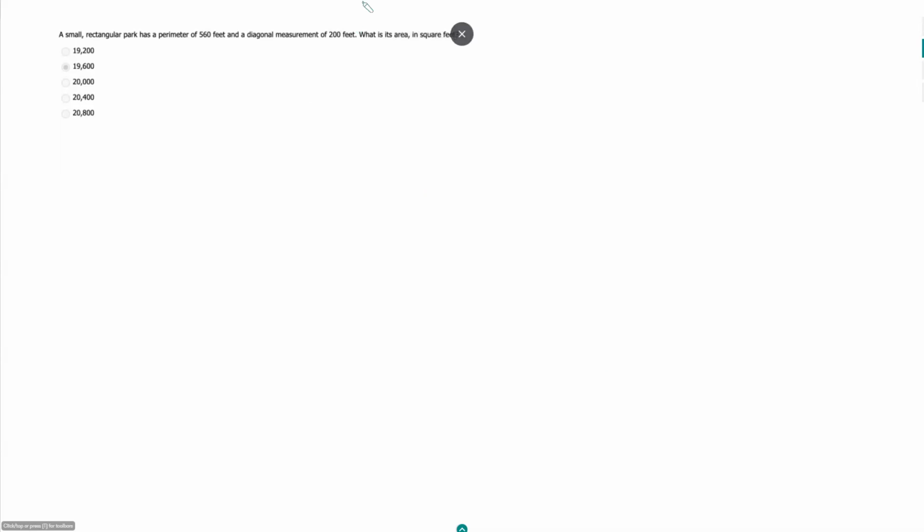A small rectangular park has a perimeter of 560 feet and a diagonal measurement of 200 feet. What is its area in square feet?